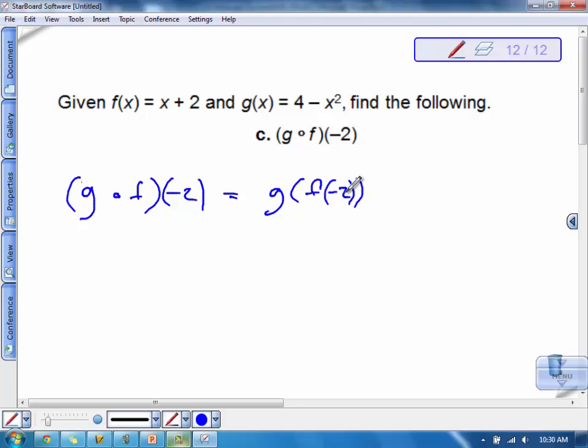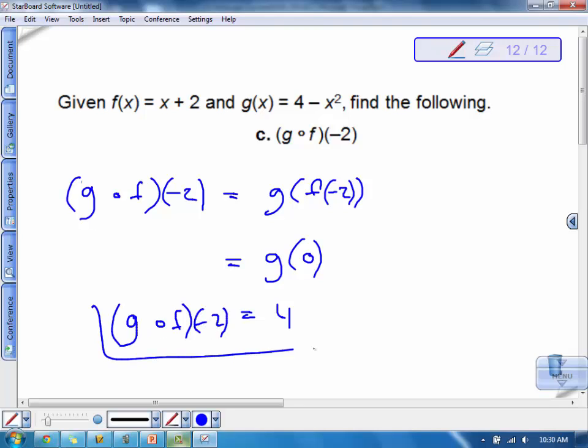This notation is a little easier for some students because it's saying you take negative 2, you stick it in the domain of f, you take that number, then stick it into g. So that would be negative 2 stuck into f gives you negative 2 plus 2, which is 0. So we really want g of 0. And g of 0, if you plug in 0, you get 4. So the answer for this is just 4. So I can say g of f of negative 2 is just 4.